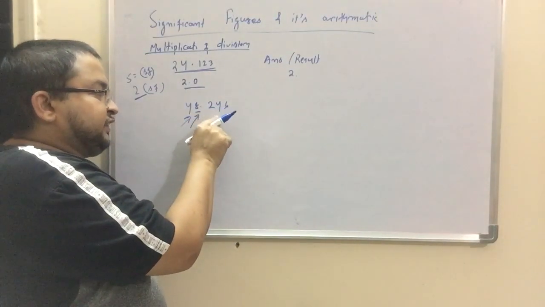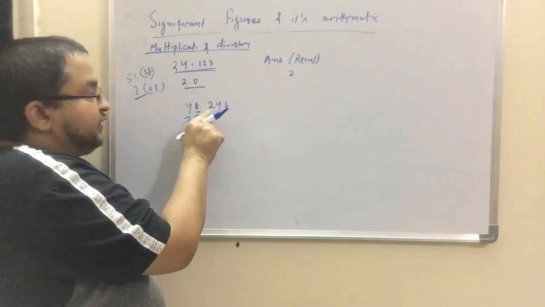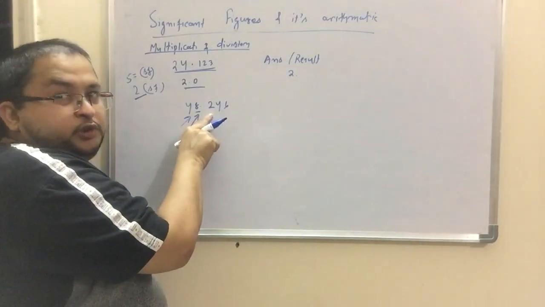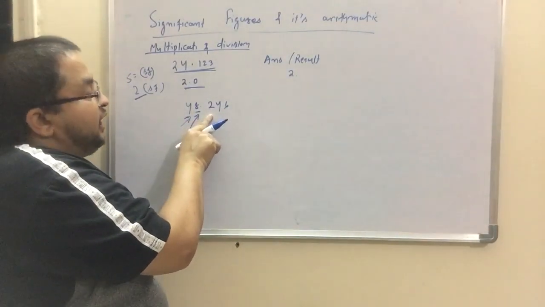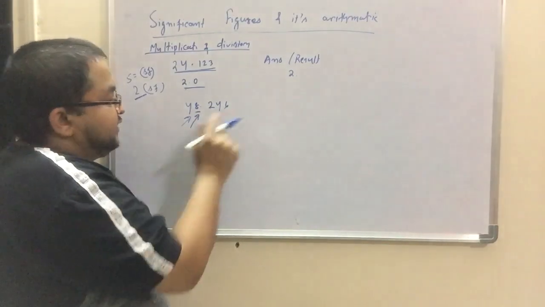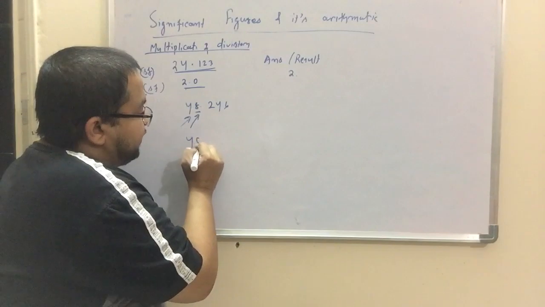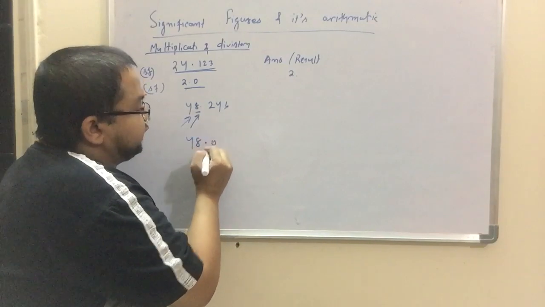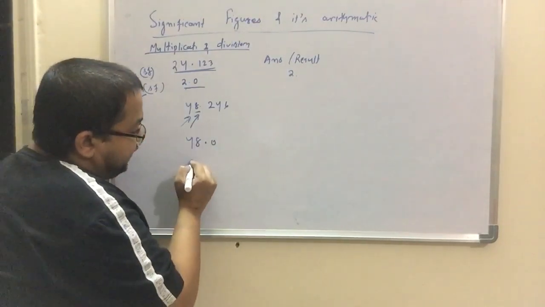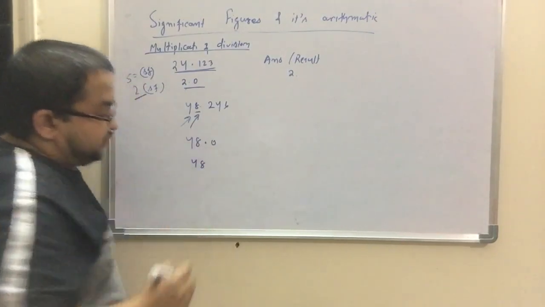Look at the next digit where we want to do the rounding. The next digit's value is 2. If the next digit's value is 2, then obviously it is less than 5 and I should be dropping this, right? So it should be 48.0. Now the question is, should the answer be 48.0 or 48?